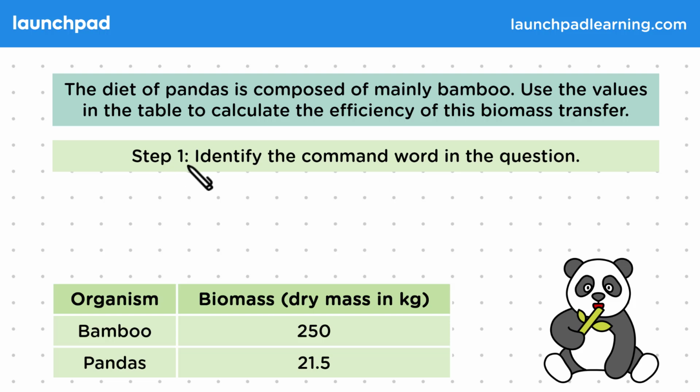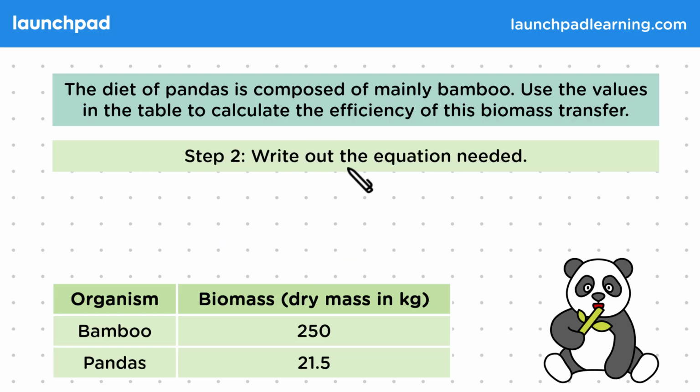For step 1, we need to identify the command word in the question. In this example, the command word says to use the values in the table and also to calculate something, so we know we need to manipulate numbers. What's the next step?